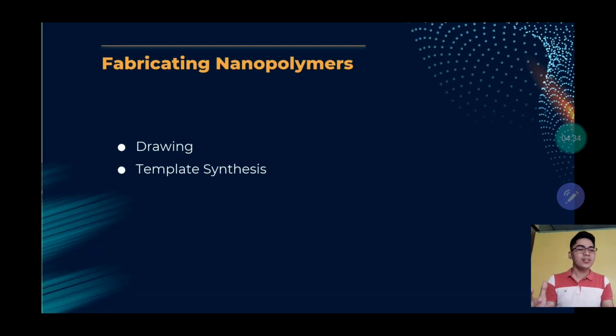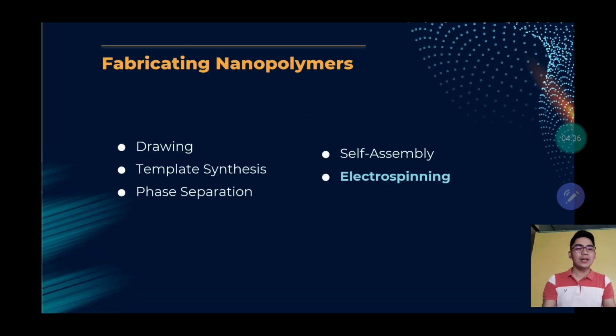There are several methods of fabricating nanopolymers, and these are drawing, template synthesis, phase separation, self-assembly, and electrospinning. But among these fabrication techniques, we have electrospinning as the most common and the most modern type of fabrication technique of nanopolymer.